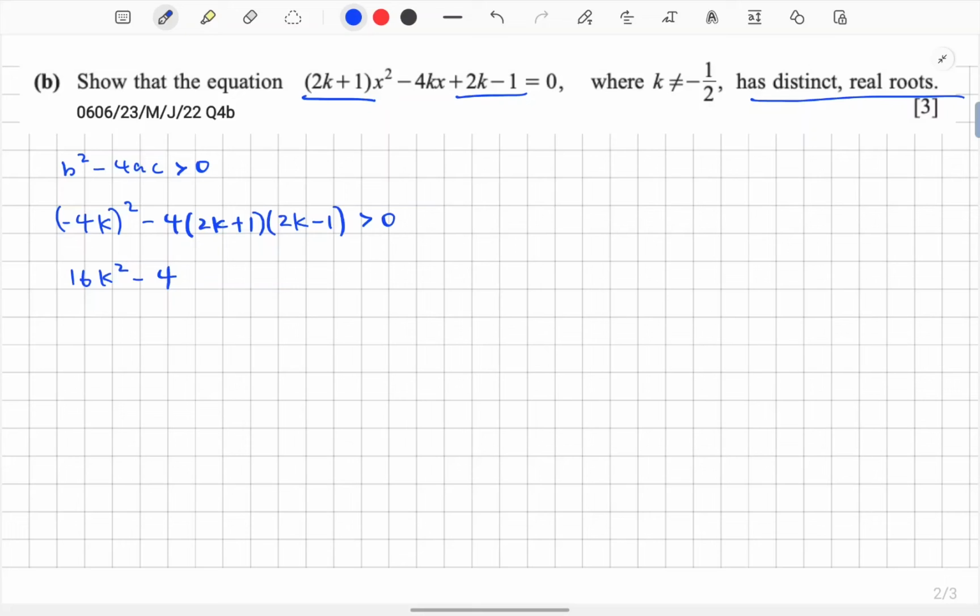We'll need to use the binomial expansion identity: a plus b times a minus b is a squared minus b squared. Our a here is 2k. The square of it will be 4k squared. Our b here is 1, so minus b squared will be minus 1. Now I'll distribute the negative 4 into the bracket.